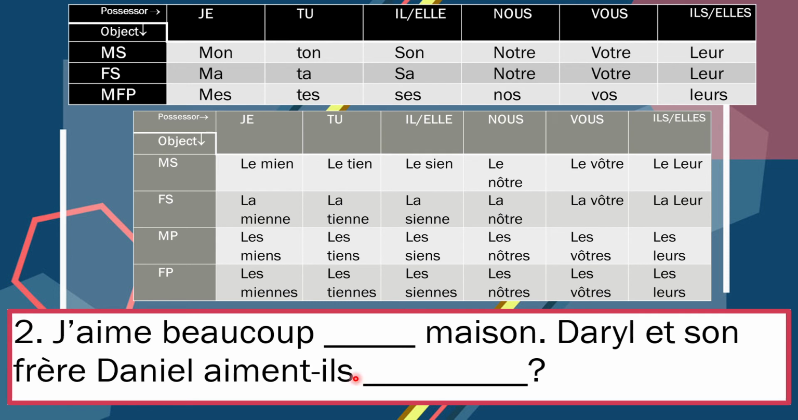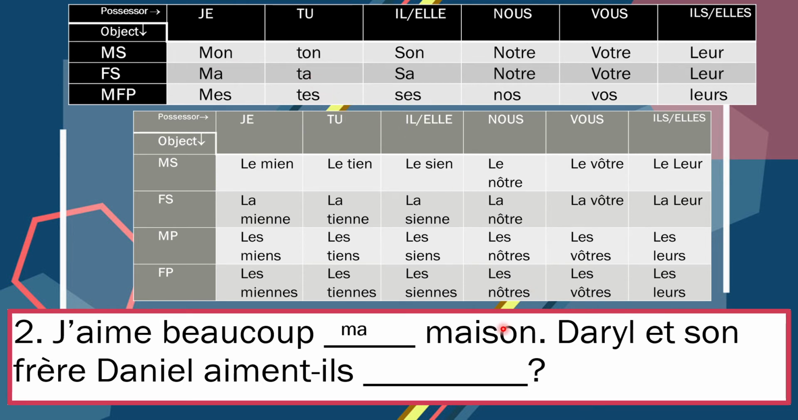Let's look at the next one. J'aime beaucoup dash maison. Maison is a noun, so you have to use an adjective here. Daryl et son frère Daniel aiment-ils dash. After the second blank, there is no noun, so you have to use a possessive pronoun. So look at the first sentence now. The possessor is je. The object is maison, which is feminine singular. So under je, feminine singular is ma. So you have to use ma.